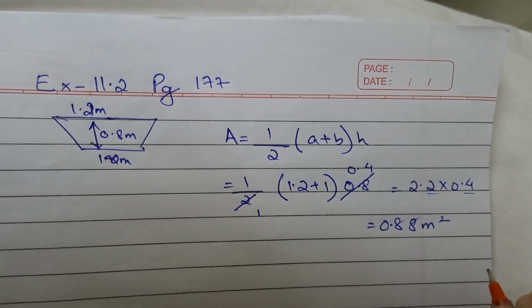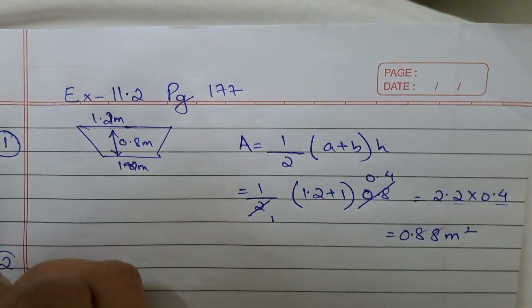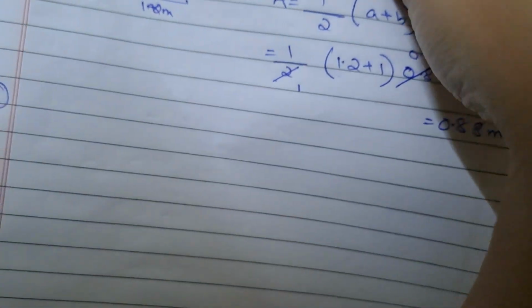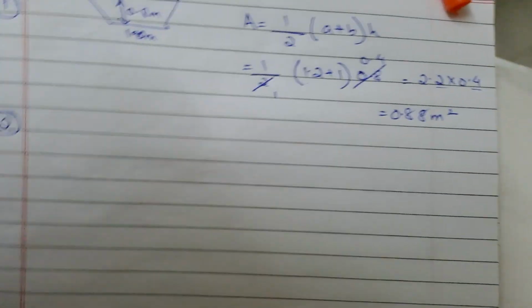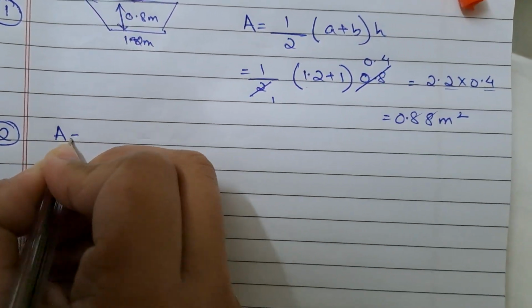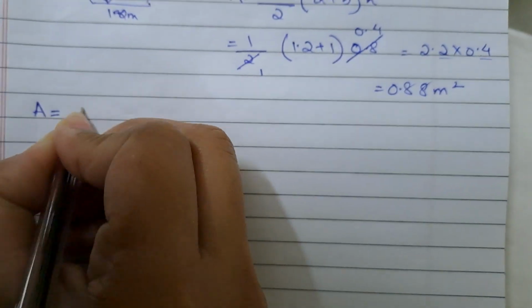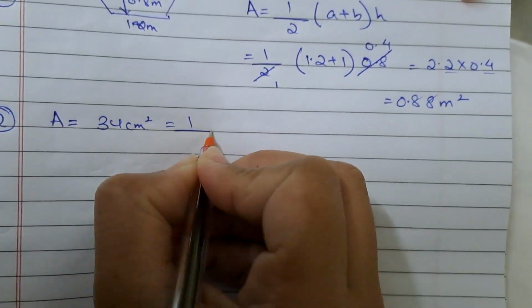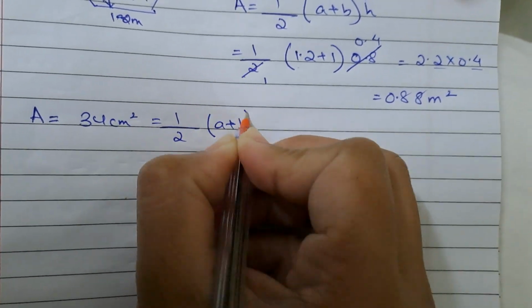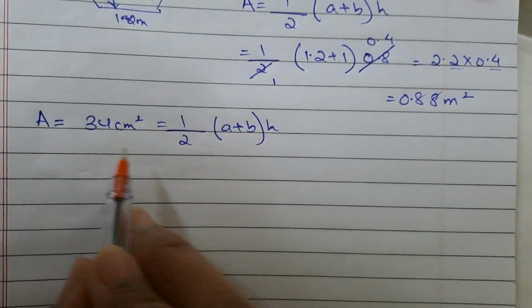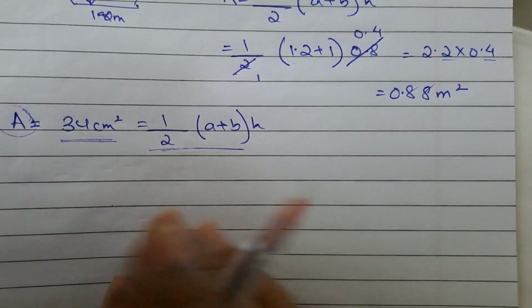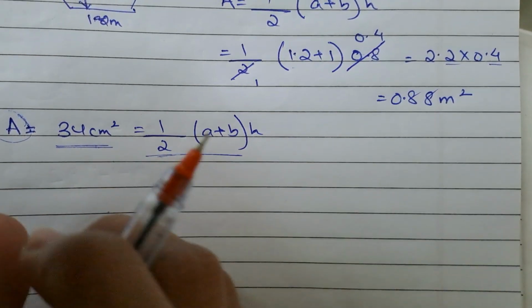Now, going to the second question. It says the area of a trapezium is 34 centimeters squared. The area is given to me already, so let's write it down. Area of the trapezium is equal to 34 centimeters squared. I know the formula for the area: half times (a plus b) times h. I'm writing the formula itself because this can also be equal to the area, that's the formula for the area.